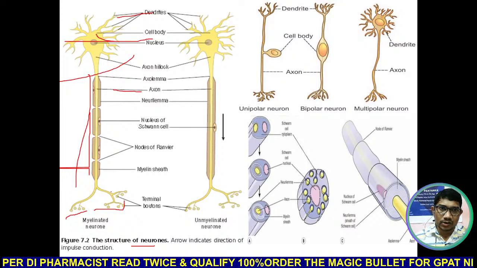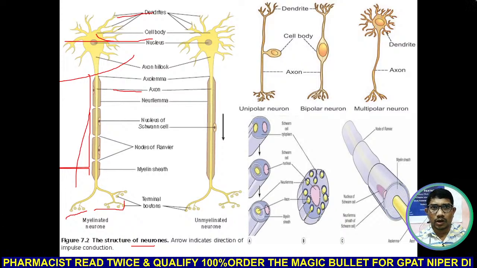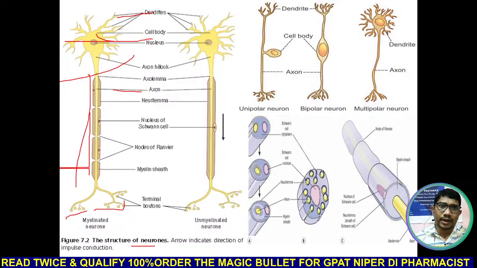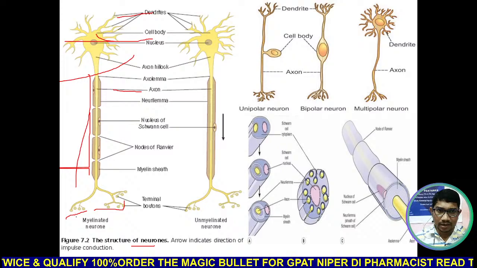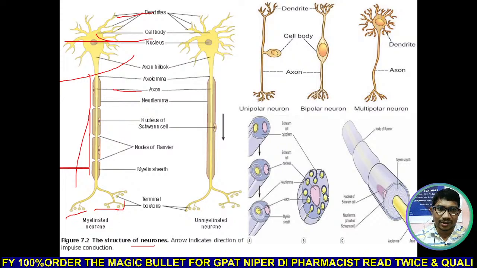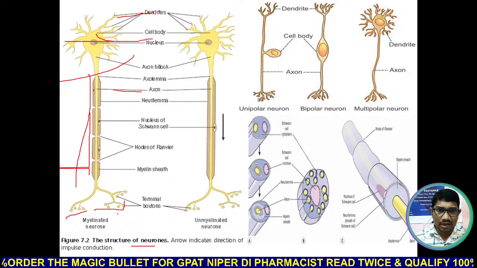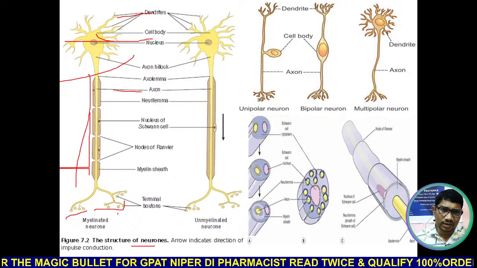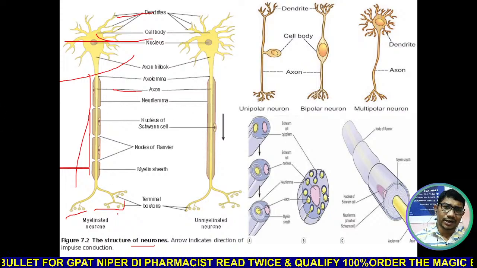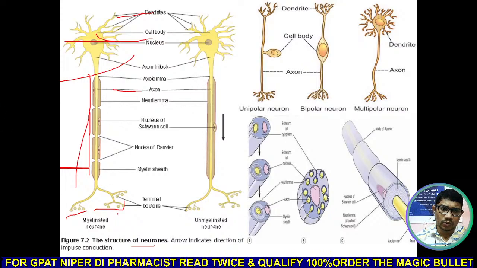Cell body, dendrites and axon. Neuron has a three part: cell body, axon and dendrites, and terminal button. The terminal buttons are synaptic knobs. They are known as synaptic knobs. They are the extension of your dendrites only. See यहाँ पे ना. So there are two types of neuron. Myelinated neuron होता है, एक non-myelinated neuron होता है.